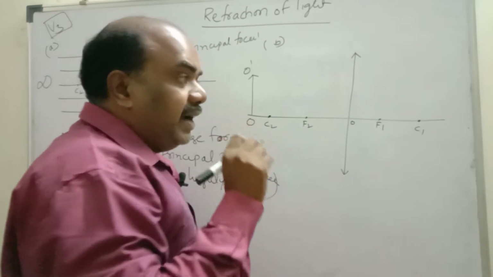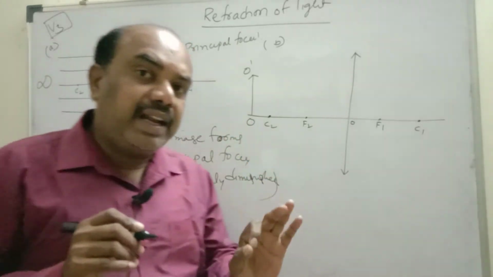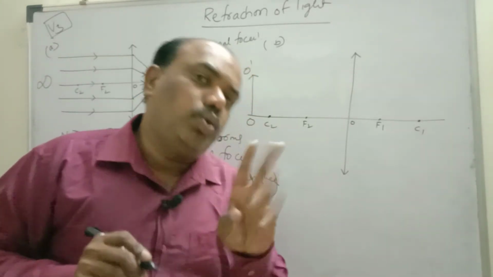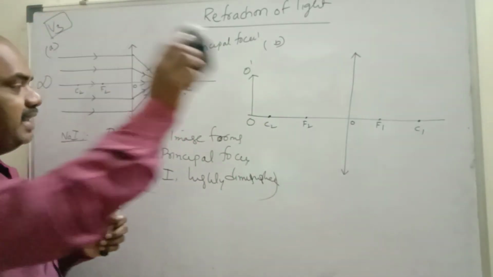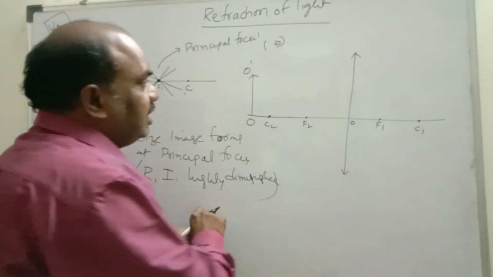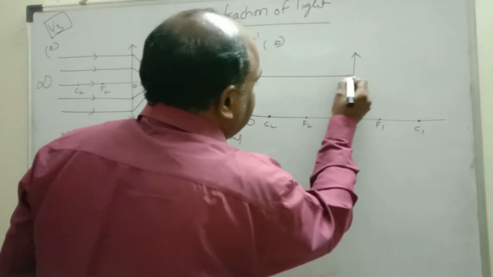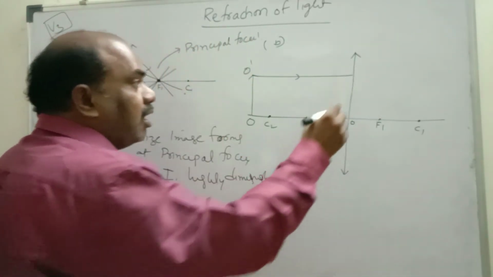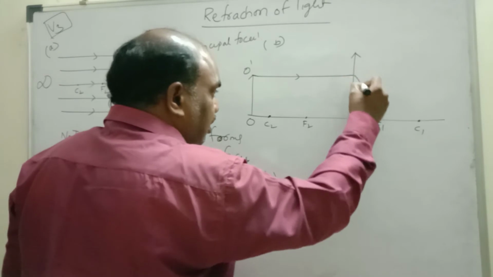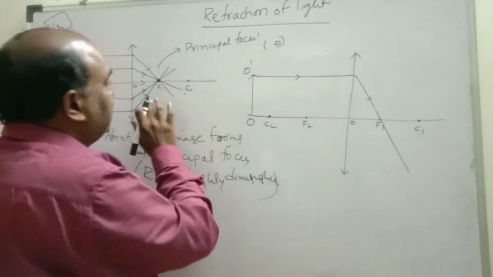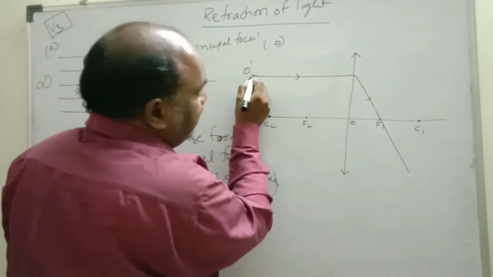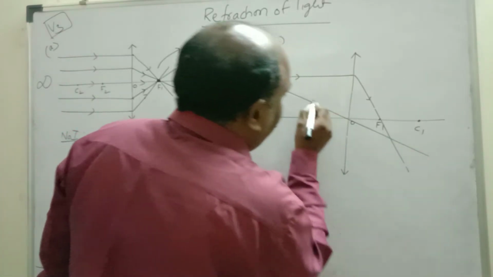Now, in the first chapter we saw that to draw ray diagrams, we need a minimum of 2 incident rays. What are those 2 minimum incident rays? Any rays you can take. The first ray I am taking parallel to the principal axis. After refraction, where does the parallel ray go, children? Principal focus. A parallel ray always goes through the principal focus. One more incident ray going through the optic center will be undeviated.